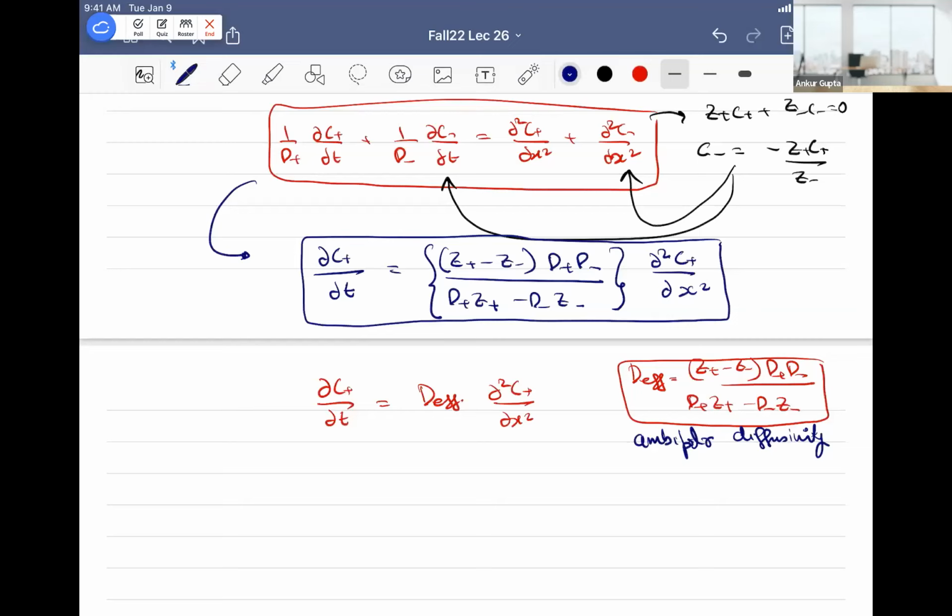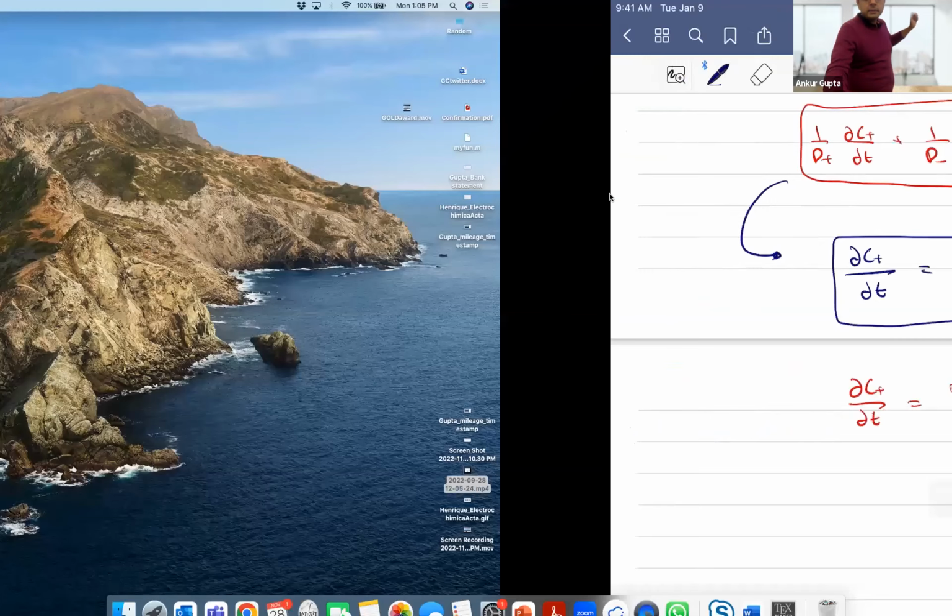Any questions here of how we got here? So first we eliminated φ by using electroneutrality. Then we eliminated C− to get this. Okay. Any questions? All right, so we got this answer. Let's try to physically understand this more. So we got this answer, and now let's take this question here.